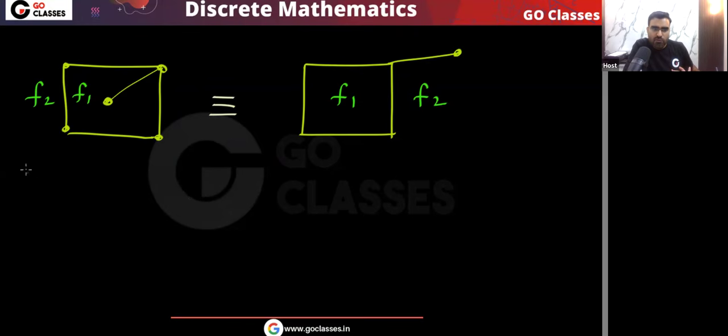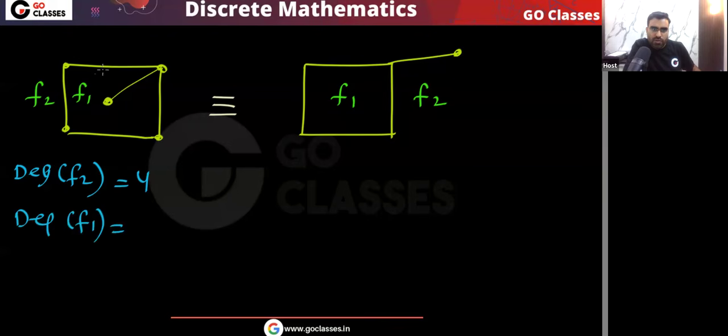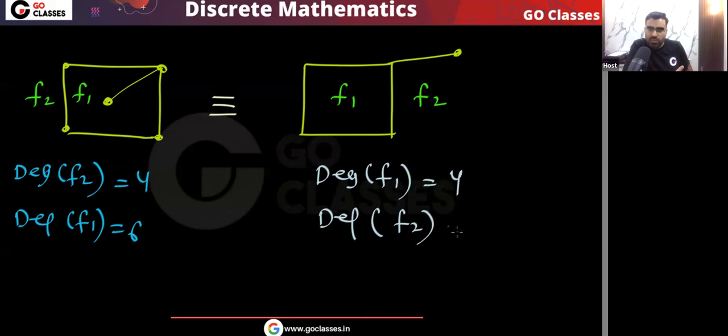For example, here, what is the degree? Degree of F2. Here you can see degree of F2 is 4. And what is the degree of F1? Degree of F1, 1, 2, 1, 2, 3, 4, 5, 6. That will be 6. Okay, in this diagram, you tell me what the degree of F1? That is 4. And what the degree of this F2? That is 6. Yes or no?